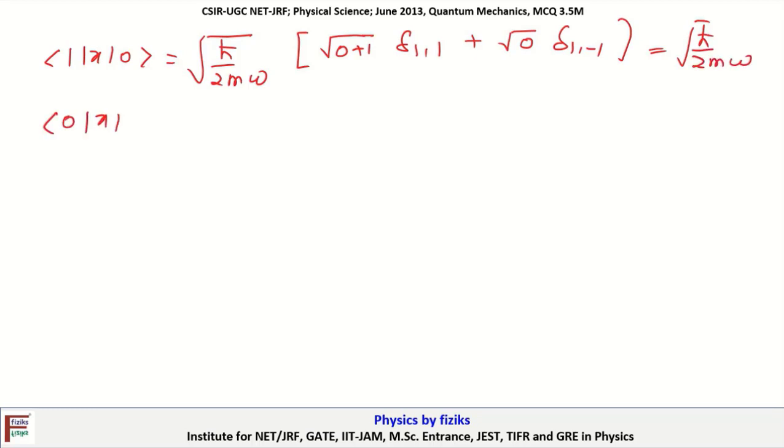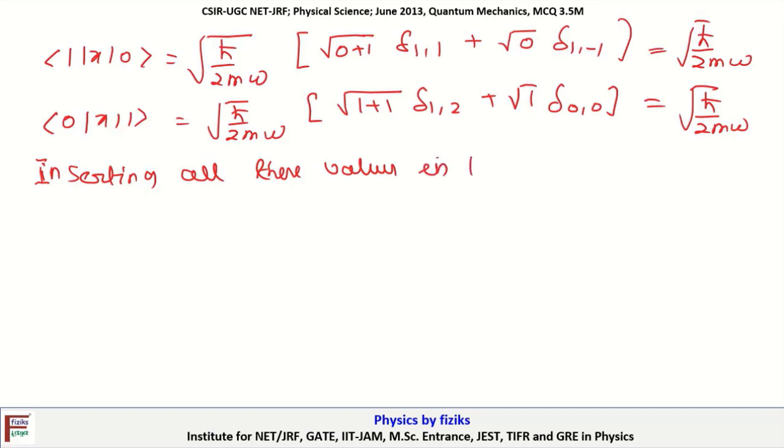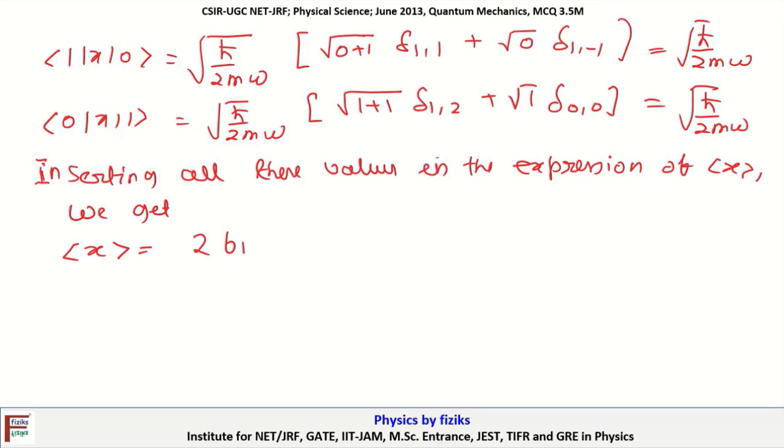Similarly, for <0|x|1>, we would have root over h cross by twice m omega. In that case, we would have 1 plus 1 delta 1, 2 plus root over 1 into 0, 0. So the second term will survive. Again, we will have h cross by 2m omega. Inserting all these values in the expression of x, we get average x is equal to twice B1 B2 times h cross by 2m omega.